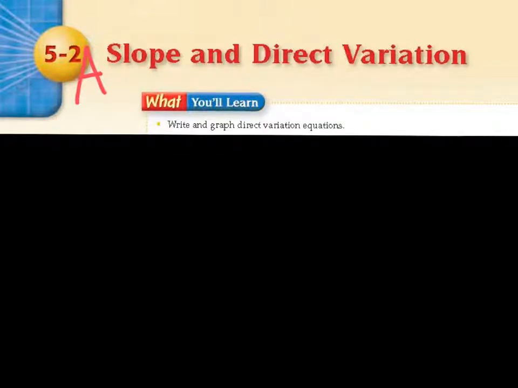Once again, for lesson 5.2, I'm going to break it up into two parts to make it shorter for you. So we're looking at slope and direct variation, and today we're just going to do the first of the two bullets that are in your book: to write and graph direct variation equations.